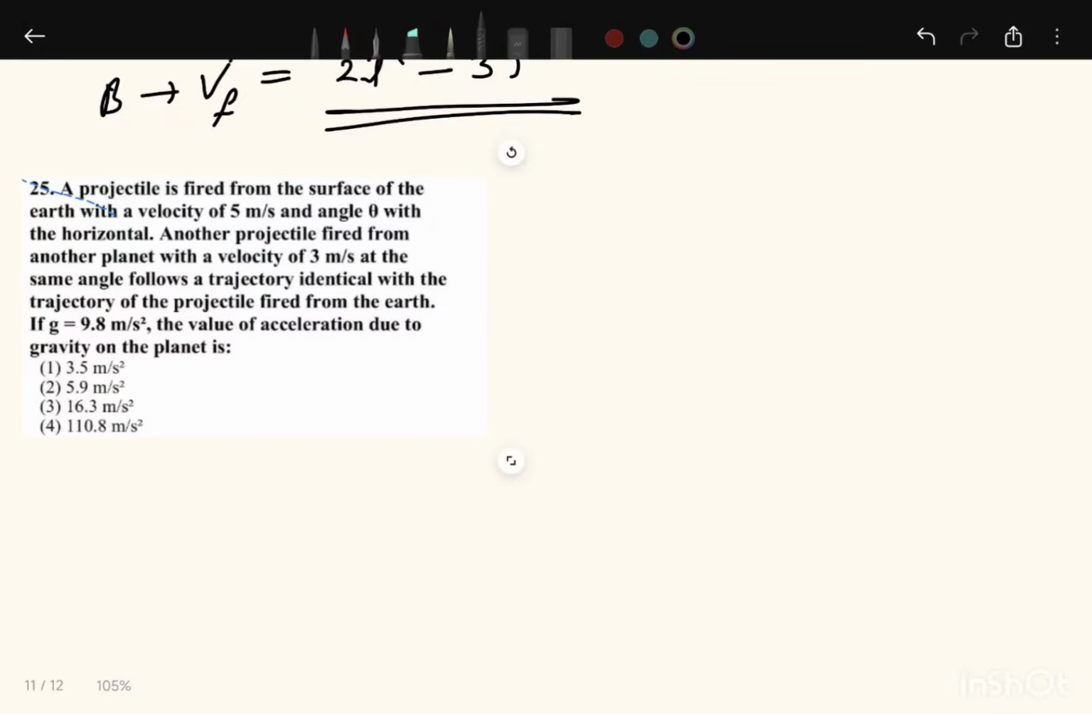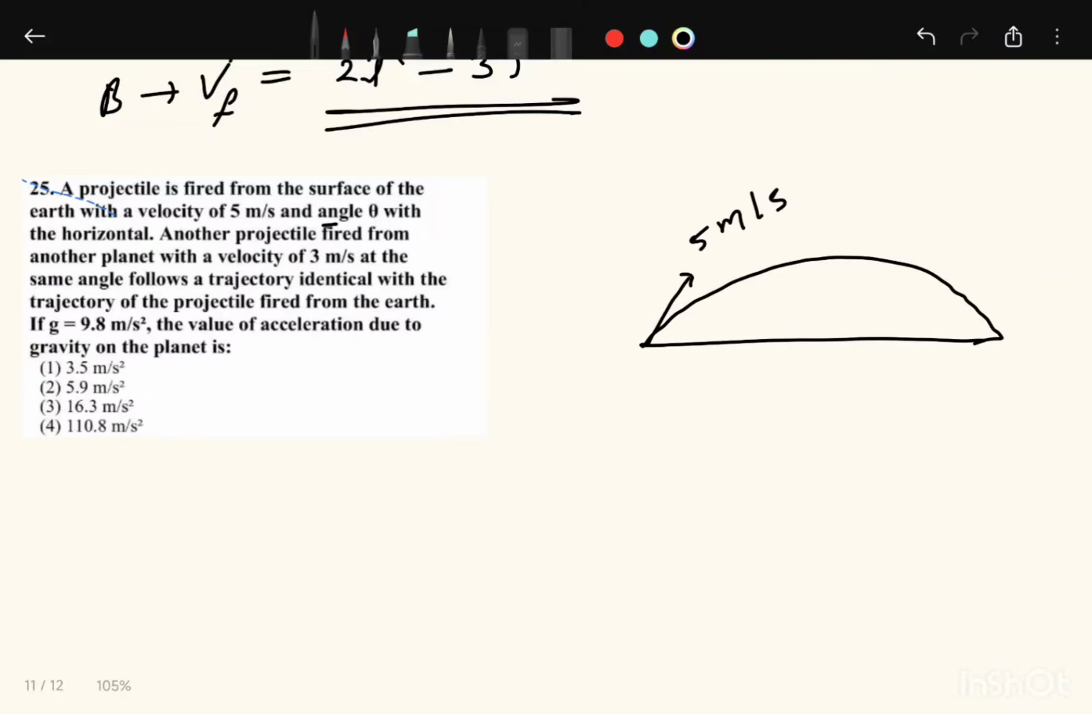Okay, question number 25. Right. So question number 25 is saying a projectile is fired from the surface of the earth with a velocity of 5 meter per second and angle theta with the horizontal, right? So let me just draw the diagram. Surface of the earth, right? So the initial velocity is 5 meter per second, right? And the angle theta, right?